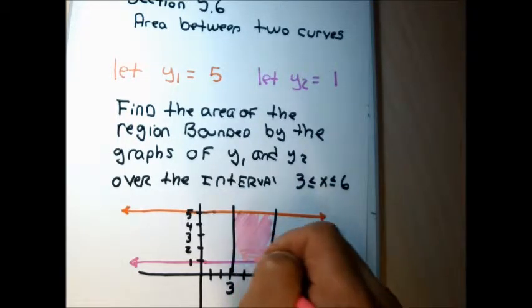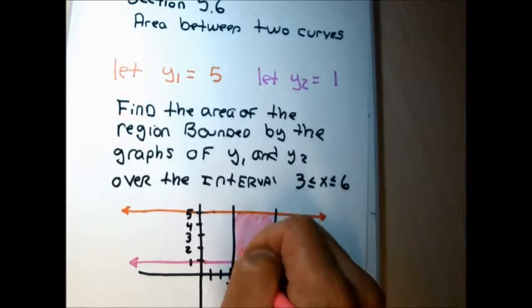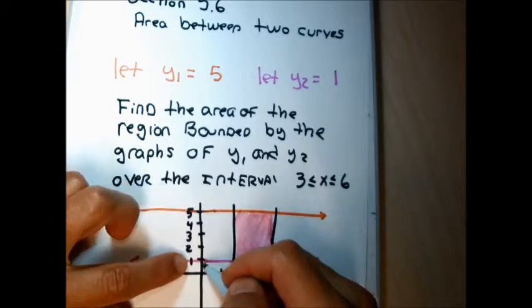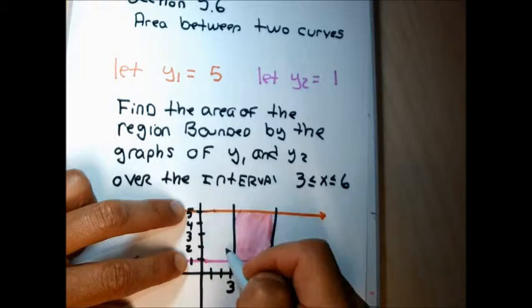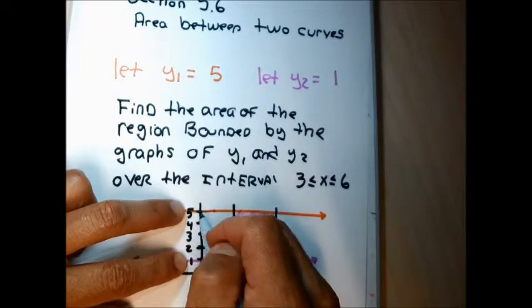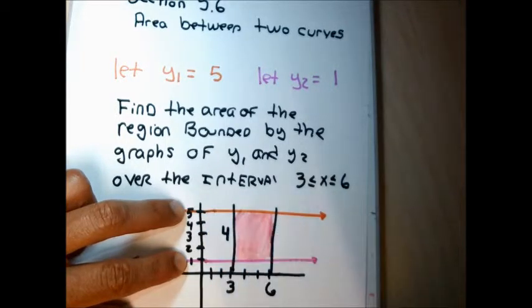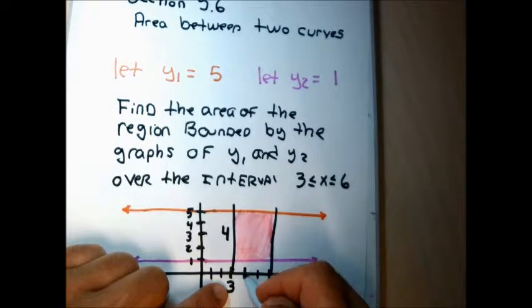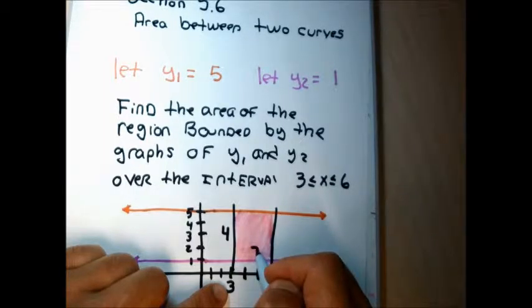is this area. And generally, I can't find areas that easily when I have a graph staring at me, but this is one of the rare times that I can find the area pretty easily because this is just a rectangle. If I know the height and the width of the rectangle, I can find my area. So this length right here goes from y equal to 1 to y equal to 5. So this length is 1, 2, 3, 4. So this side of the rectangle has a length of 4. And the bottom goes from x equal to 3 to 4, 5, 6. It has a length of 3.